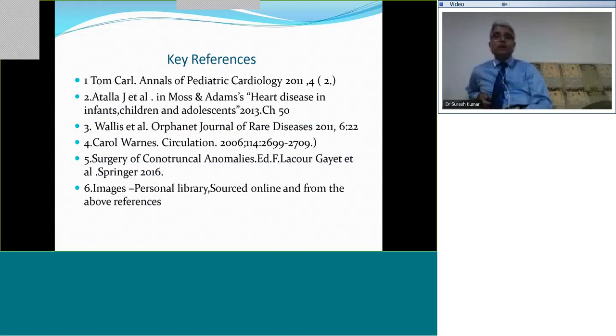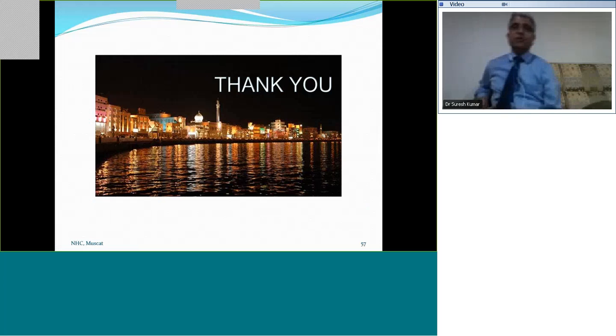These are some of the key references for this topic. Tom Karl's article on analysis in pediatric cardiology, I would strongly encourage you to read. Most Adams, you would definitely be reading. Some of the other references, particularly François Lacour-Gayet's textbook on conotruncal anomalies, deals with each of the surgical repairs in considerable detail. Thank you.